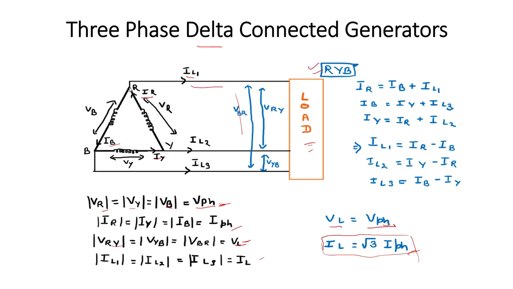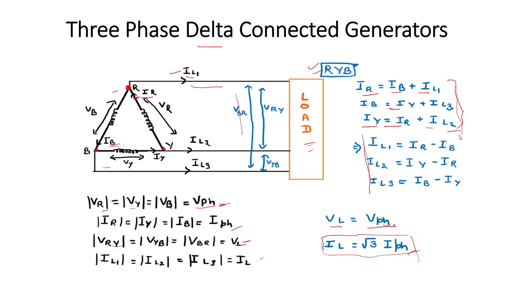Okay, so now at this node, we will apply KCL. So here, what is the incoming current? Incoming current is IR and outgoing current is IL1 and IB. Therefore, IR is equal to IB plus IL1. Similarly, at this point, we apply KCL. Then IB is equal to IL3 plus IY. And similarly, at this node, IY is equal to IR plus IL2.